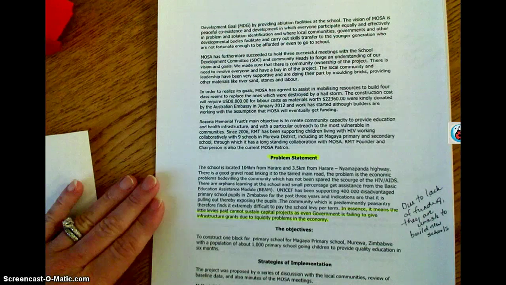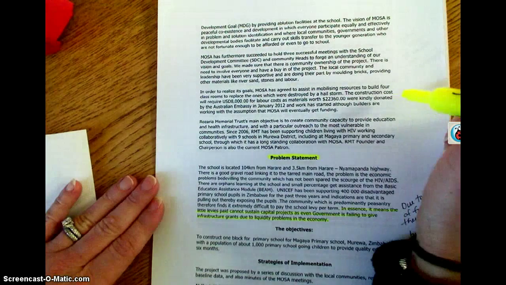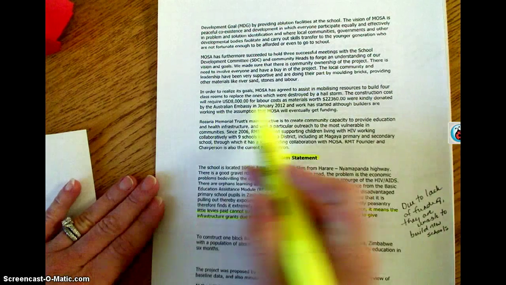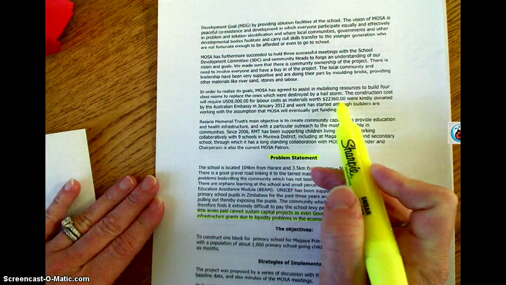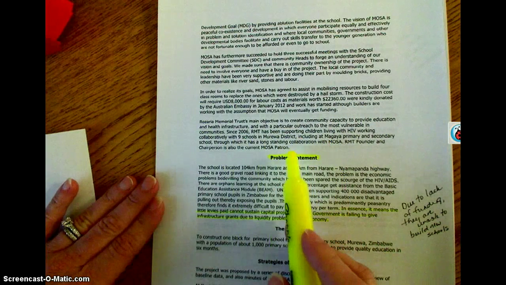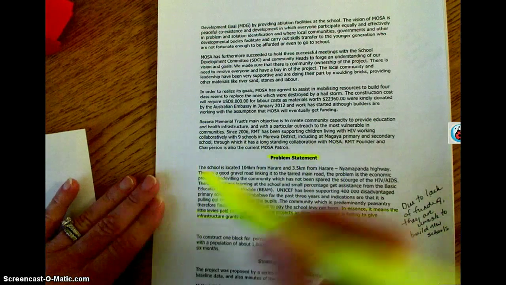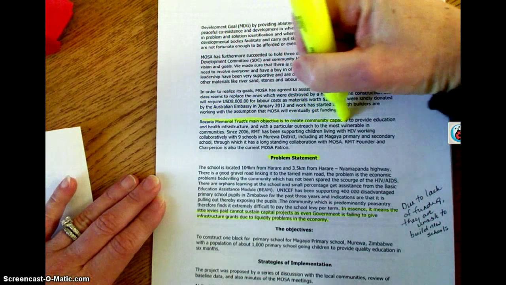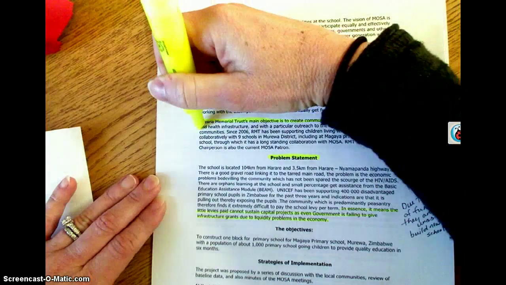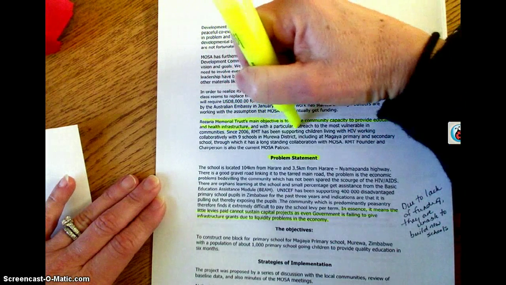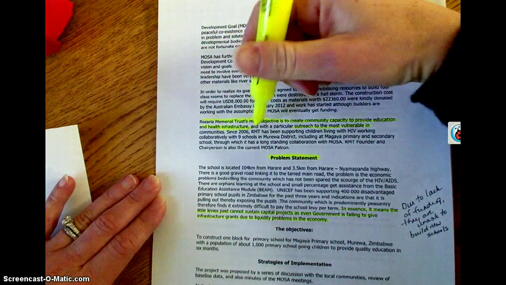Then they go on to identify, hey, you know what? We're going to raise some money. So right here, the construction cost and how much the materials are going to be. Okay? And then ultimately, here's what we want to do. So it says right here, the Rosara Memorial Trust's main objective is to create community capacity to provide education and health infrastructure. Okay, and they want to reach out to those most vulnerable.